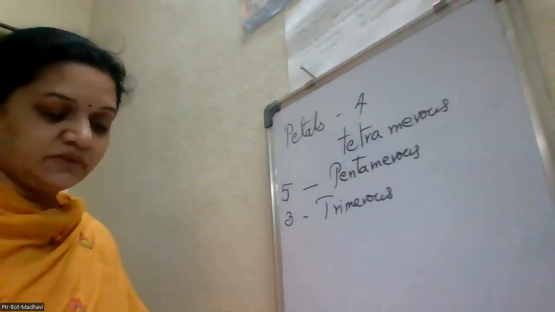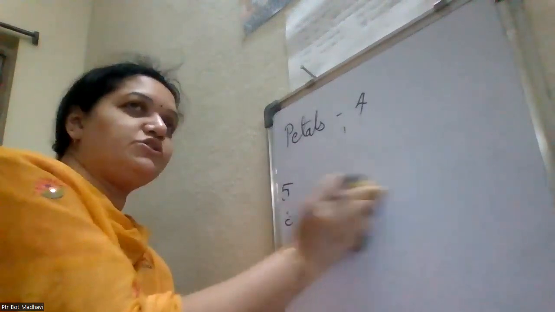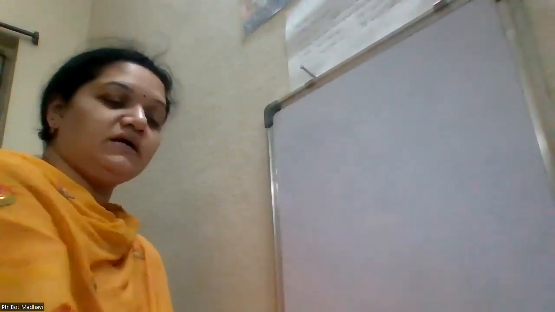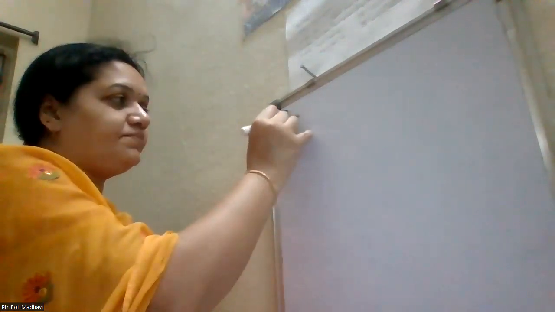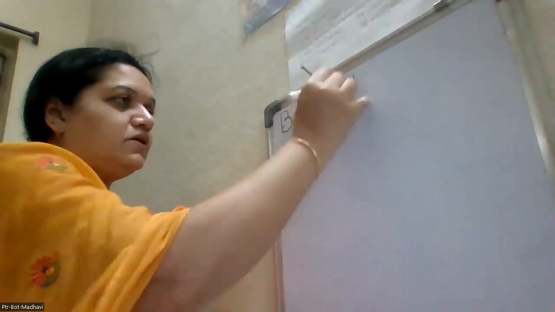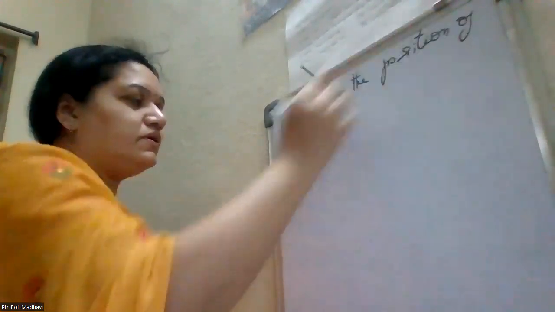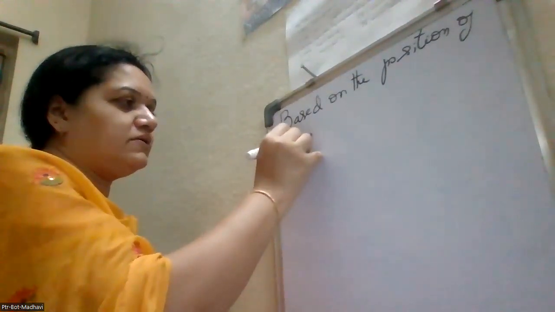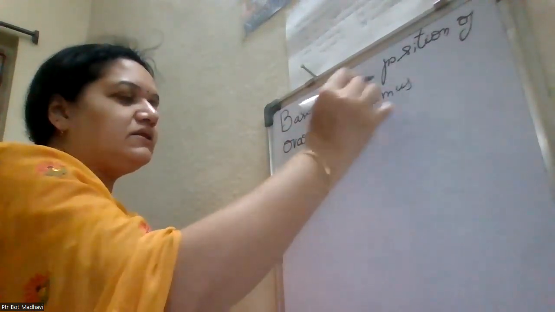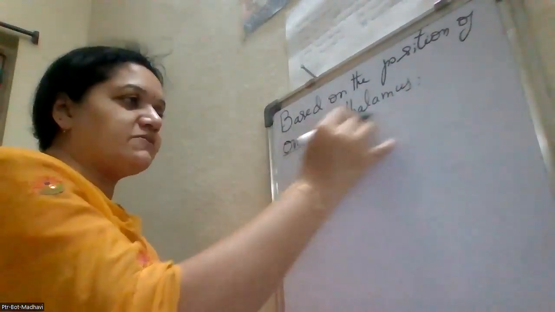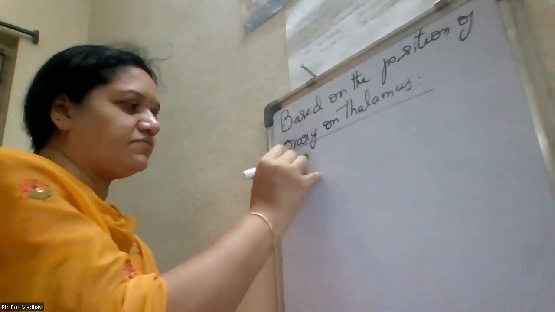And based on the position of ovary on the thalamus, the flowers are again divided into three kinds. Based on the position of ovary on thalamus, again, the flowers are of three kinds. The first one is the hypogynous flower.